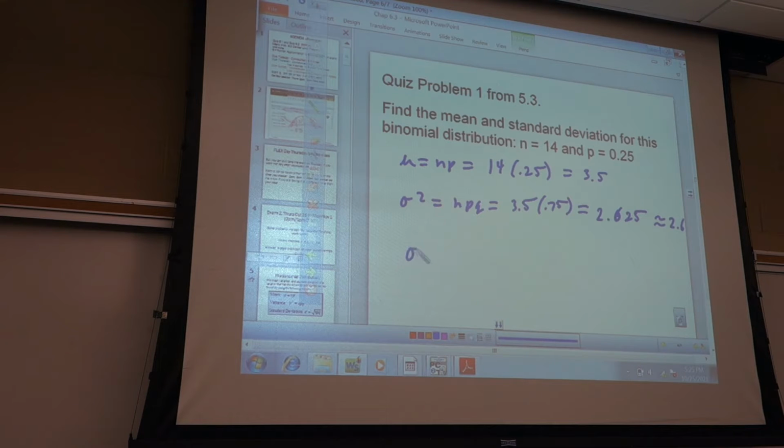So you need to use either 2.6 or 2.625, either one. My standard deviation is the square root of npq, so that's the square root of 2.625, and you get 1.62, or 1.6 if you round it to 1 decimal place. So either one of those is fine. I don't care. It's all good. All right. Next.